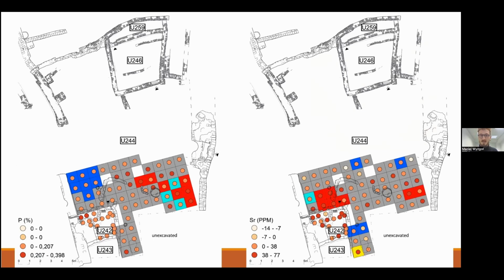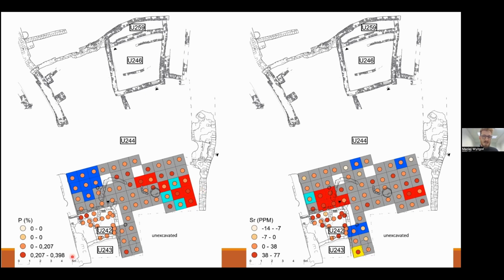Okay, let's see how the distribution of elements looks within the house compound. I'm not going to show you the distribution of all the elements, the 33 elements in all four house compounds, just some examples and a summary that combines all the results. Here we can see that for phosphorus and strontium, clearly there are clusters of low and high values of this element within the courtyard.